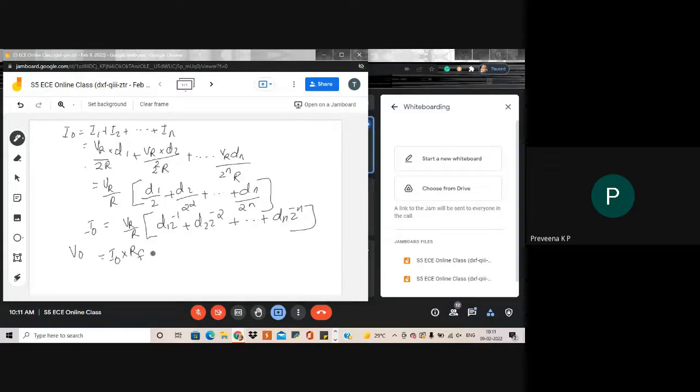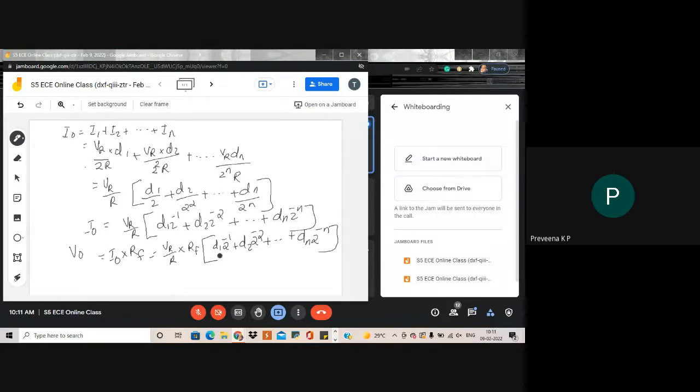So you can write the equation. Simply substitute the value of I0. Instead of I0 you can write VR by R into RF. So this RF will come, and the rest of the portion is D1 2 raised to minus 1 plus D2 2 raised to minus 2 plus etc. plus Dn 2 raised to minus n. So that is equal to this value.